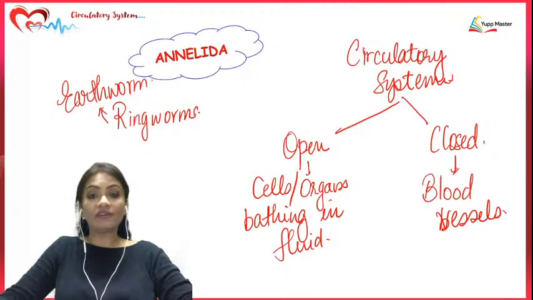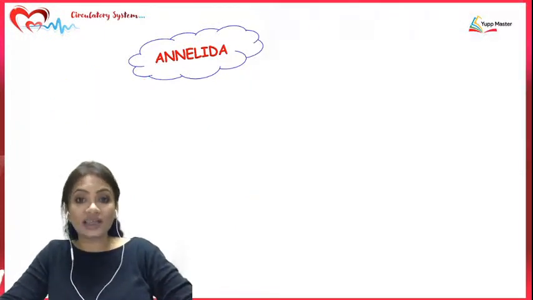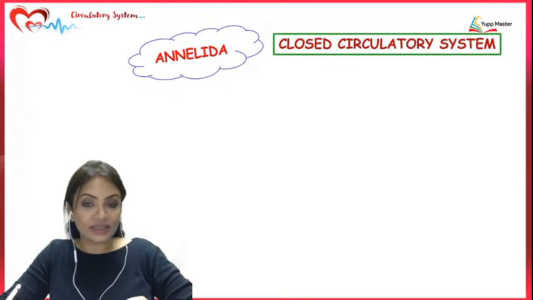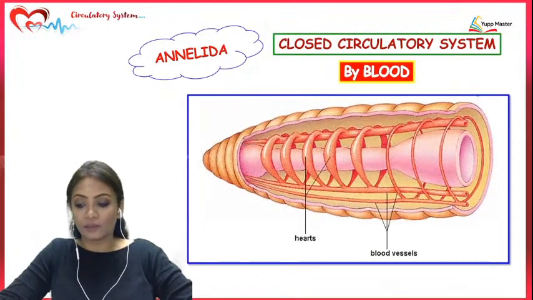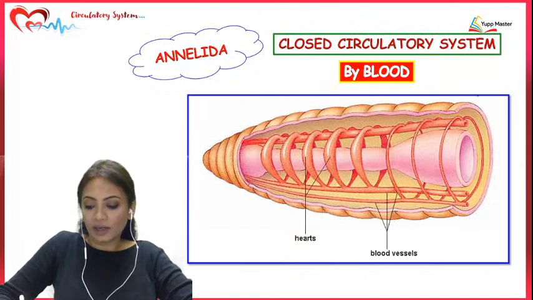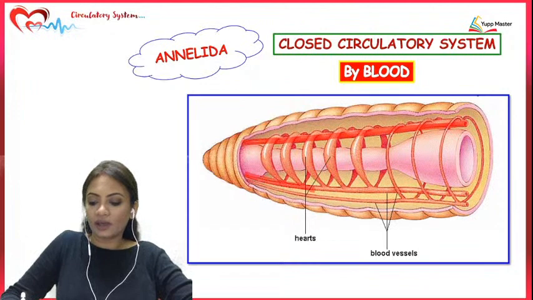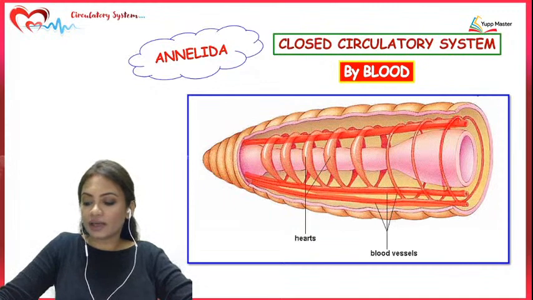Now, when we're talking about this worm, this is the very first worm which has a closed circulatory system. And can you see here, beautifully they have drawn how the blood is found inside these blood vessels only. So here are those blood vessels, and blood is going to be found only inside these blood vessels. So that's the circulating fluid here.